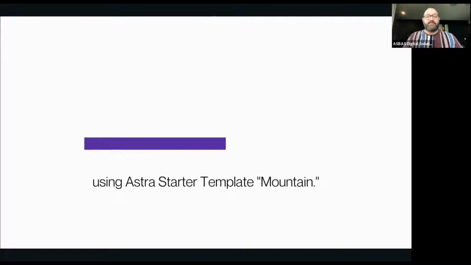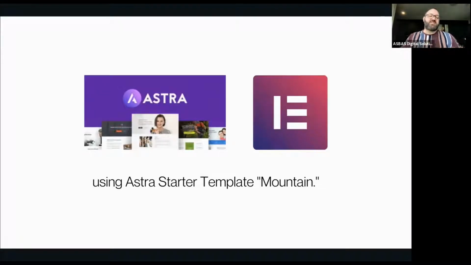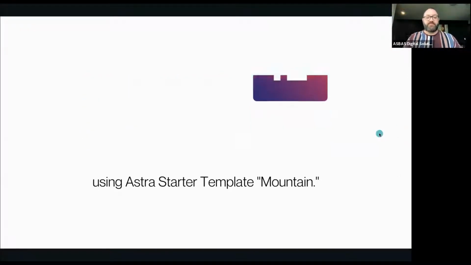So what we're going to look at today is using the Astra starter template Mountain, which uses Elementor to build it. Just as a brief explanation, WordPress is like your mobile phone. Then you have to install an operating system on it, and the operating system on this particular phone is called Elementor. Then, as in a lot of phones, you can lay a design over the top of it, like a launcher, especially in Android phones. That would be what we call Astra. Astra allows us to build things out in a preset way, and then Elementor allows us to make changes to that, all within WordPress.